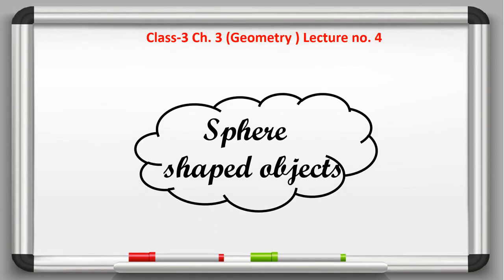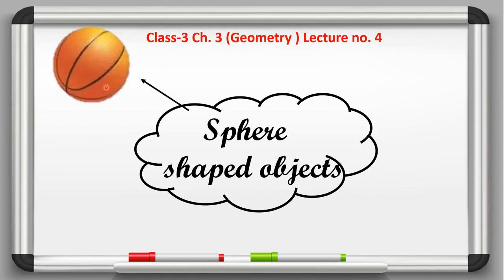Now beta, I'm going to show some sphere shaped objects. So let's start. Here the first one is this. Which object is this? You all know that? Yes, this is a football. So here we will write football. F-O-O-T, foot, B-A-L-L, ball, football. Okay. Now the second object.